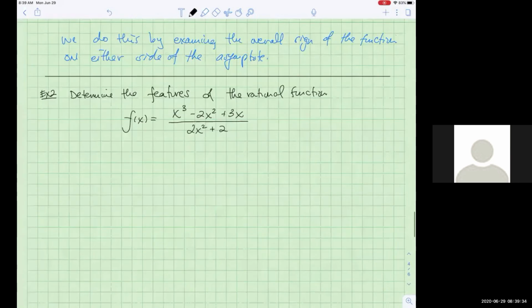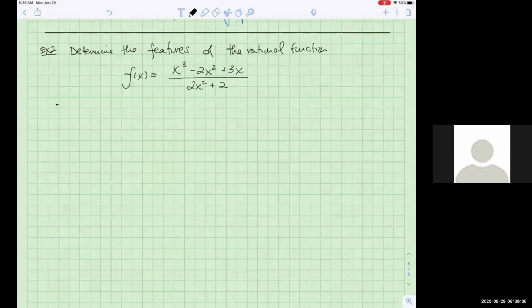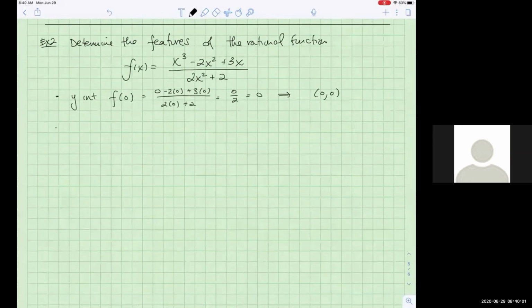So let's try to be systematic here. The first thing we might always find is usually the easiest, the y-intercept. That's f of 0, and that'll be 0 minus 2 times 0 plus 3 times 0 over 2 times 0 plus 2, which is 0 over 2, which is 0. And so our y-intercept is actually the origin. That actually turns out to be an x-intercept as well, but we'll keep going here.